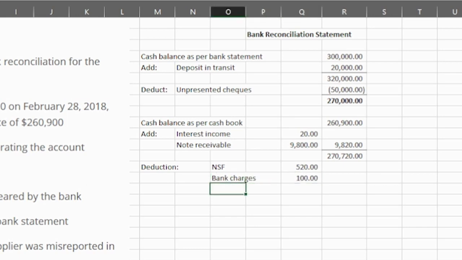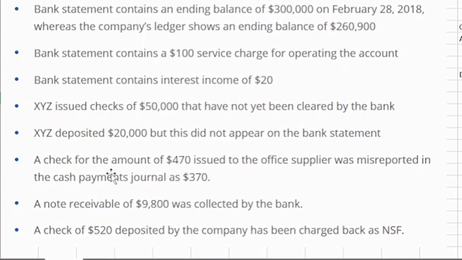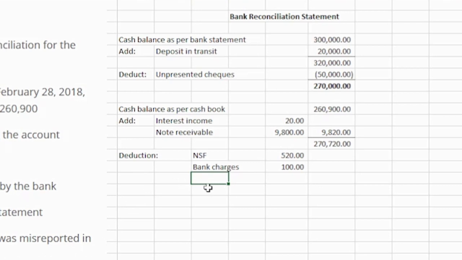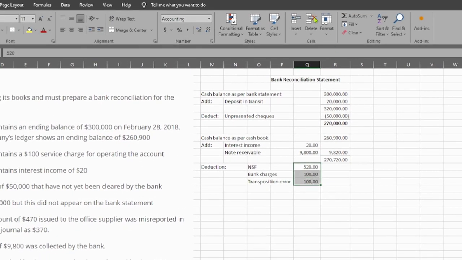And then lastly, I think there's a transposition error of 470 instead of 370. So we should remove that error. I'll just say transposition error of $100. So if we sum this up like this, let's sum this here. I'll drag this, and I'll underline this one.